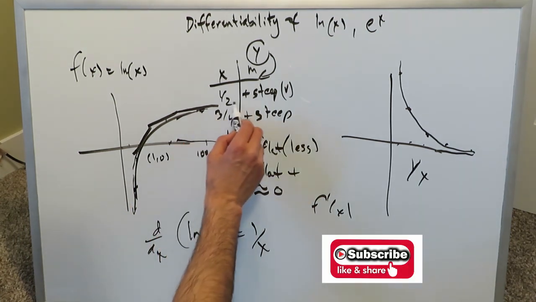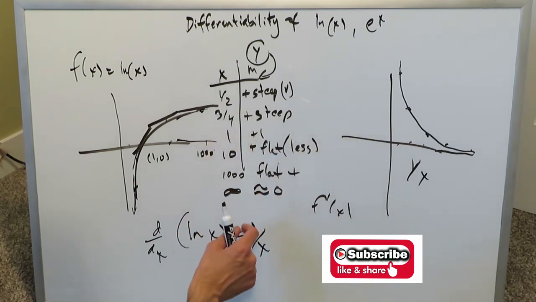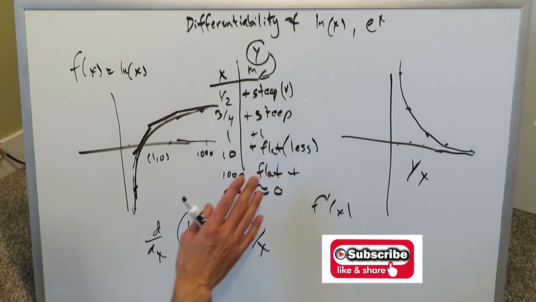And if you were to take this all the way up to positive infinity, eventually you could start seeing slopes equal to 0 or very close to 0.